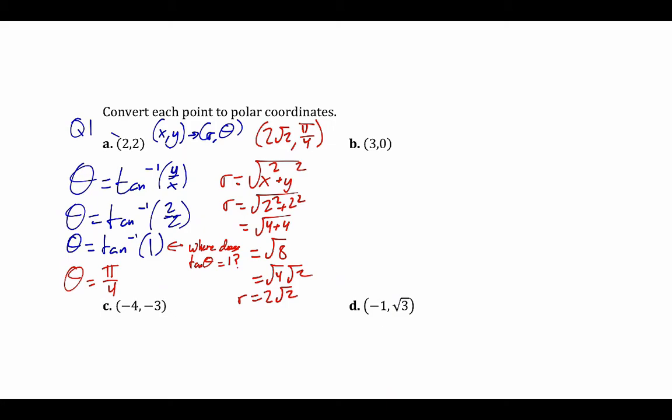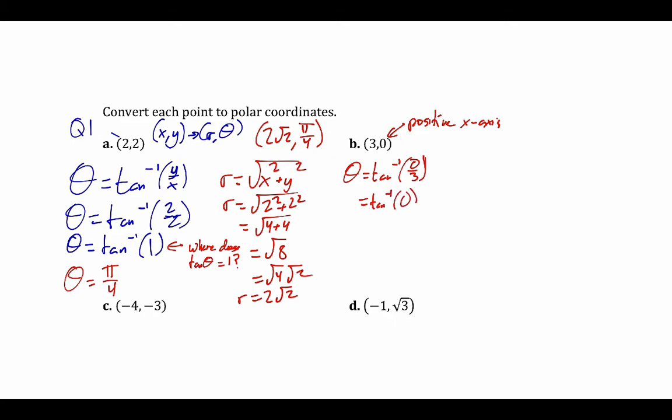For B, 3, 0, that's not really in any quadrant, so we're just going to say it's on the positive x-axis. Same deal. Theta equals the inverse tangent of y over x. So we got 0 over 3. So the inverse tangent of 0.